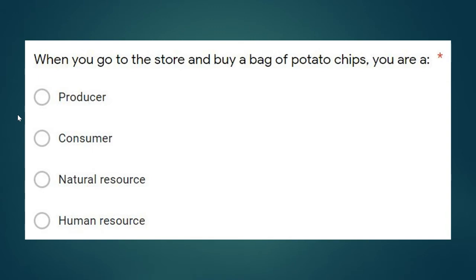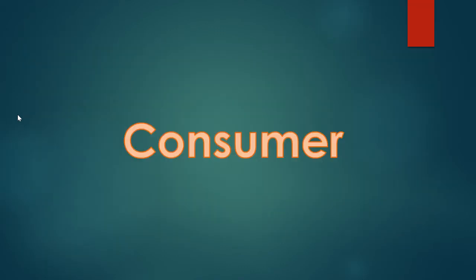When you go to the store and you buy a bag of potato chips, you are a producer, consumer, natural resource, human resource. Think about that. Buying a bag of potato chips, you would be a consumer because you are using the good, you are consuming it.